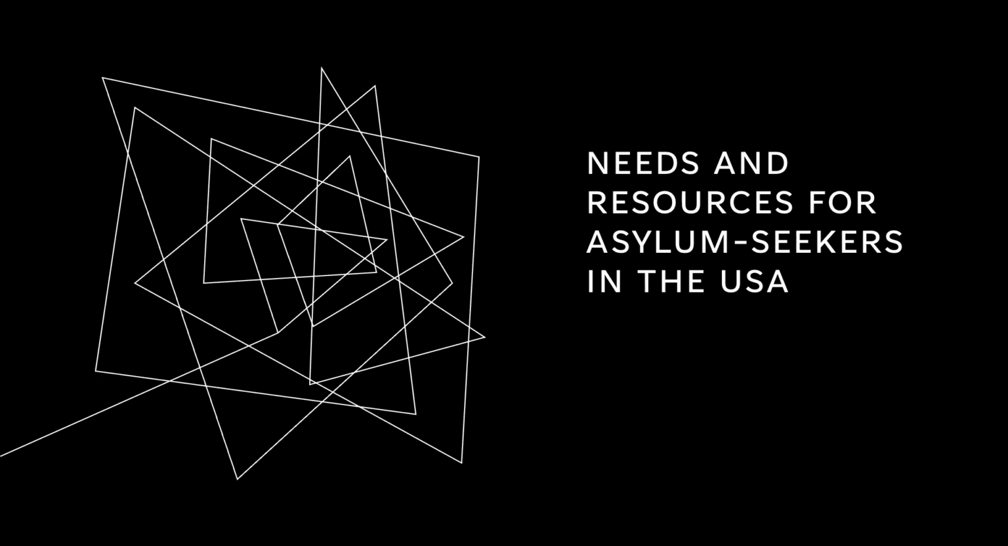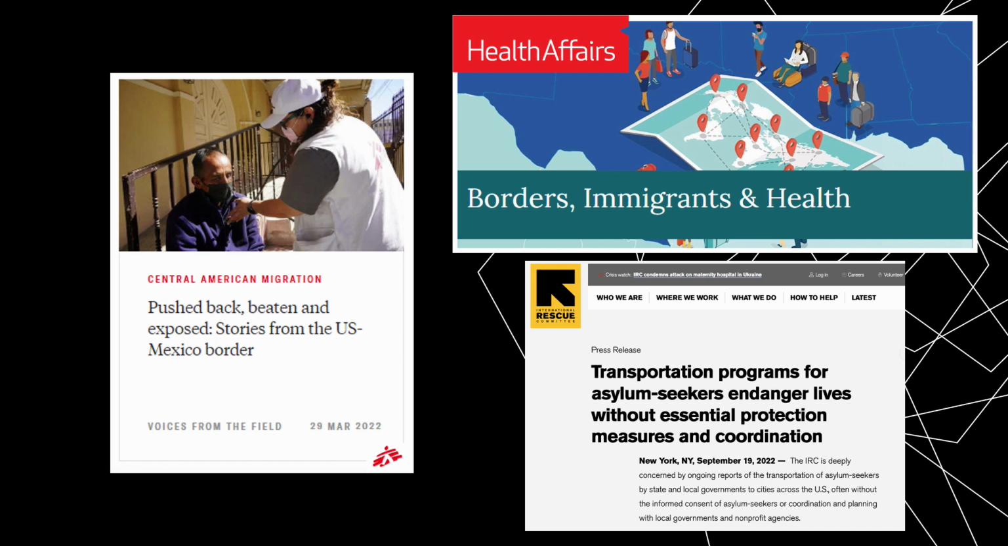Unfortunately, asylum seekers in the USA are not afforded the same resources and support that refugees are. There has been increasing attention to the needs of asylum seekers at the US-Mexico border. The impact of policies still in place from previous presidential administrations is documented here by organizations like MSF, Doctors Without Borders, and the International Rescue Committee. These policies may create an environment that increases the exposure to disease and trauma for asylum seekers.